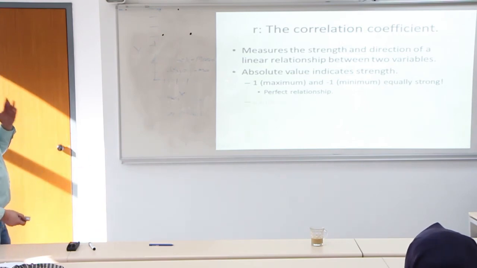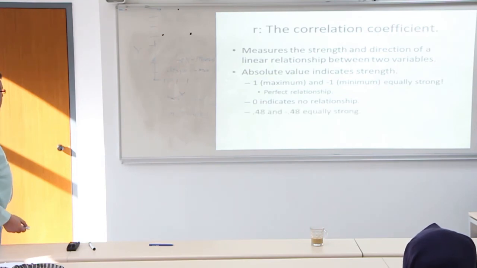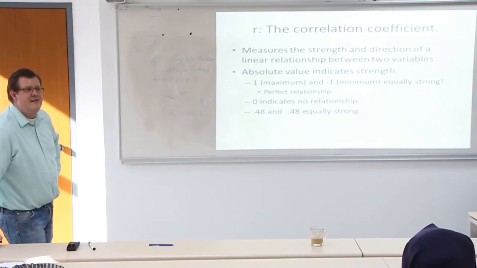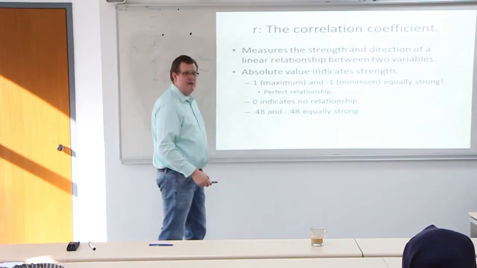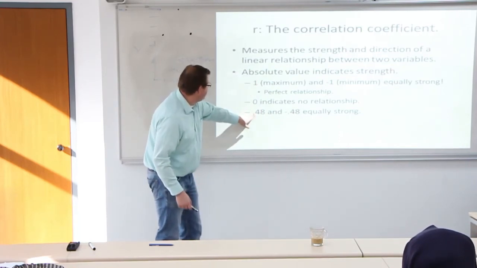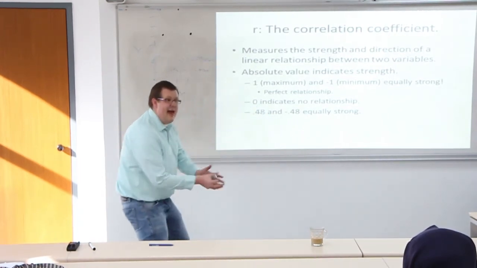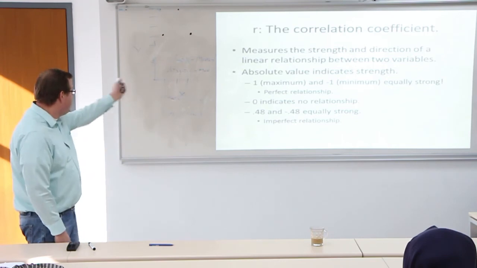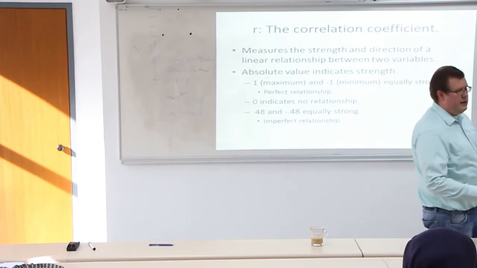Okay, so 0 indicates no relationship. 0.48 and negative 0.48 are equally strong. How strong are they compared to 1 and negative 1? Less. They're not as strong, right? So even though they have different signs, they're both equally strong. 0.49 would be stronger. Negative 0.53 would be stronger. It's the absolute value that matters when you're talking about the strength. This is an imperfect relationship. So we have a perfect relationship on one hand, no relationship for 0, and imperfect relationships all the other times.